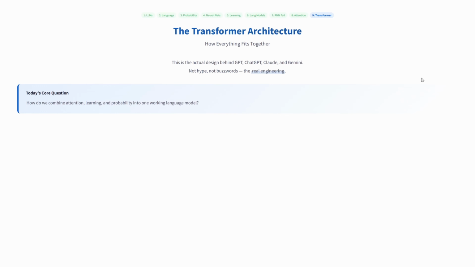So here's our question for today. How do we combine attention, learning, and probability into one working language model? That's what the transformer architecture does. And that's what we are going to understand.